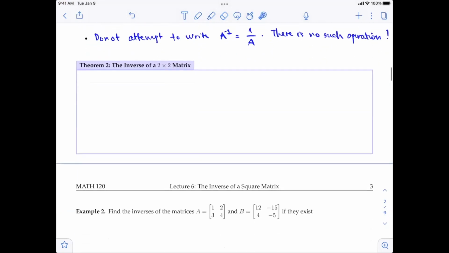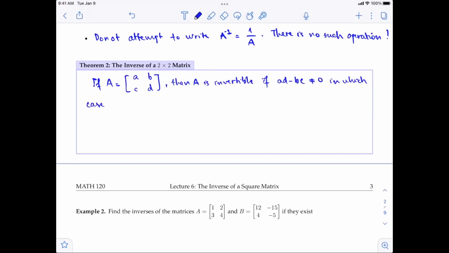Okay, so for the 2 by 2 matrix, the theorem is: if the matrix A is of the form A, B, C, D, then A is invertible if AD minus BC is different from 0, in which case we have that A inverse is equal to 1 over AD minus BC times the new matrix D, minus B, minus C, A. Okay.